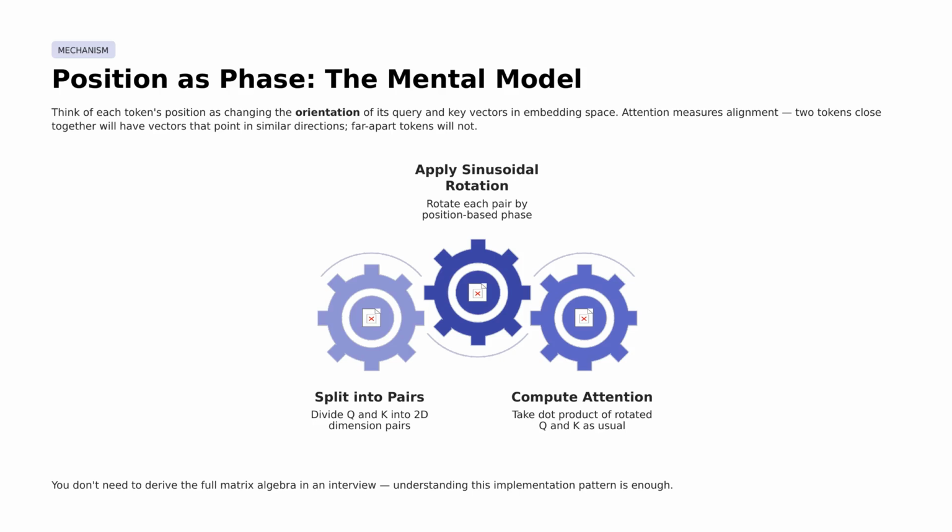Here's the intuition behind the mechanism. Position acts like a phase shift. As a token moves, its query and key vectors rotate in embedding space. We split Q and K into two-dimensional pairs, rotate each pair by an angle based on position, and then compute attention with the usual dot product. Tokens at similar positions stay better aligned. Distant ones align less. In an interview, this implementation pattern matters more than deriving the full algebra.